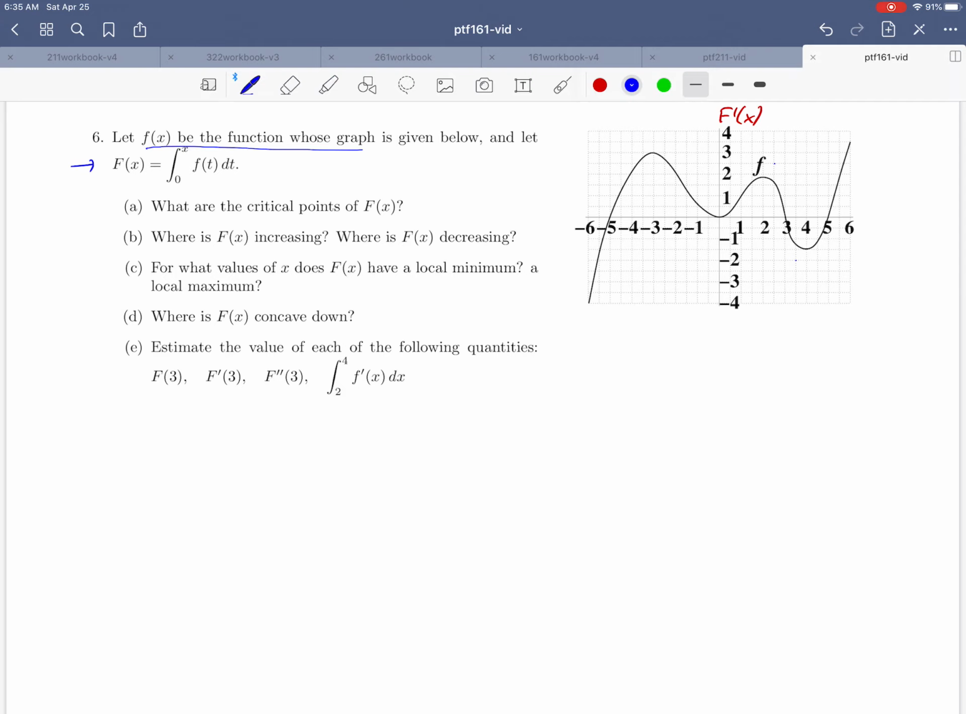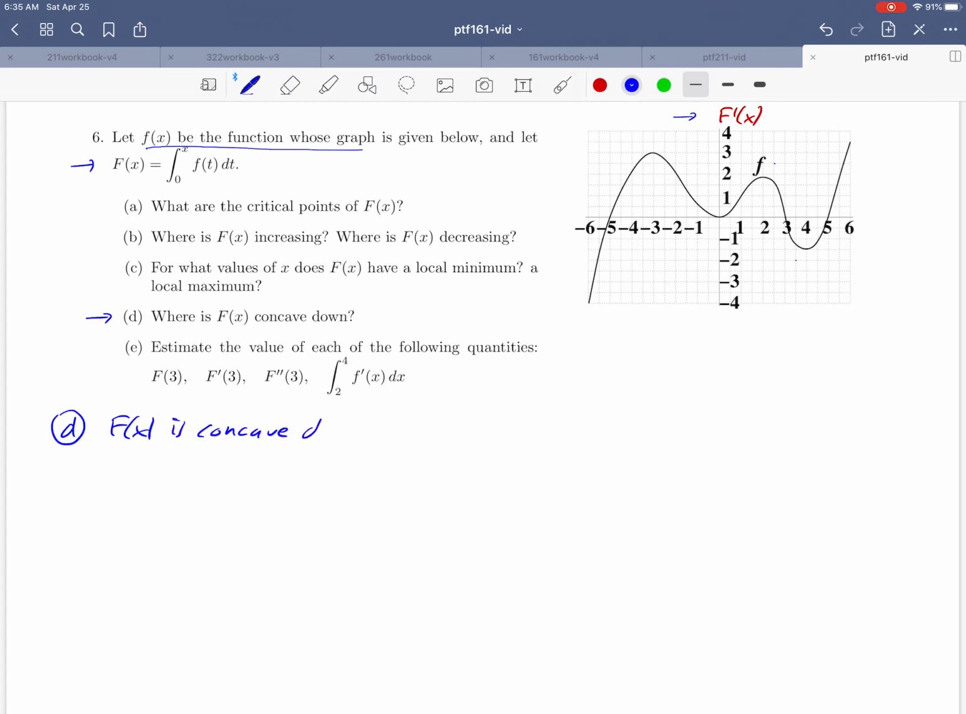Okay, and a key observation that we made in parts A through C was that this graph that we're given is really the derivative of capital F. We're going to use that throughout. Okay, so let's get started thinking about part D then. It's asking us where capital F of x is a concave down function.